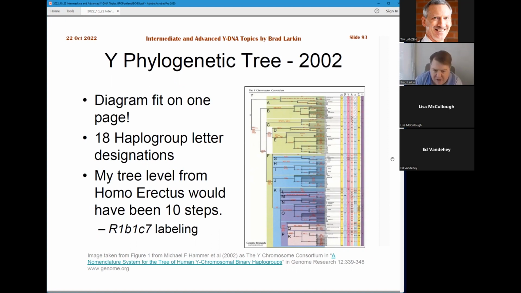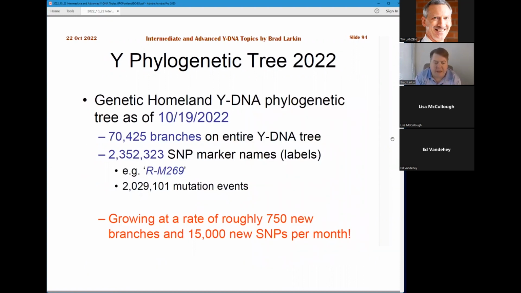In 2002, this was the chart of the tree of Y-DNA, tree of man. It had 18 letter haplogroups, where I would have been on this tree all the way from the ancient to now would have only taken 10 steps. So 10 branch levels. 2002, that's 20 years ago. Okay, today there's about 70,000 branches on the entire Y-DNA tree. There are 2.3 million marker names or labels, of which about 2,029 are mutation events, meaning taking away the synonyms. And it's been growing at the rate of roughly 750 new branches and 15,000 new SNPs per month. And that's been pretty steady.